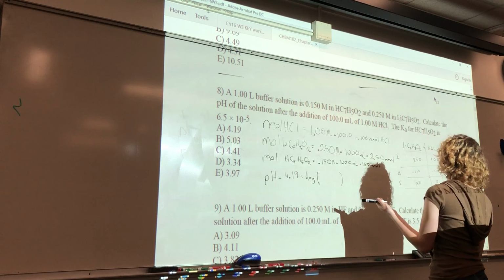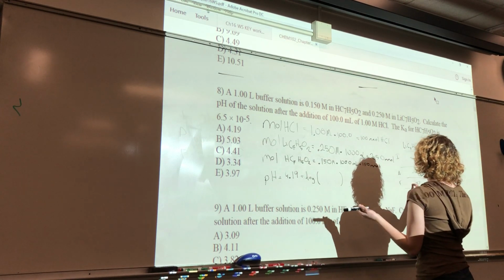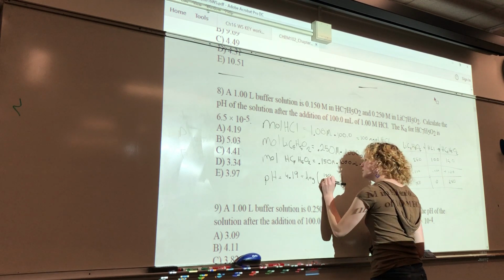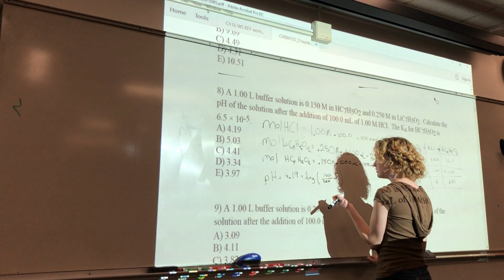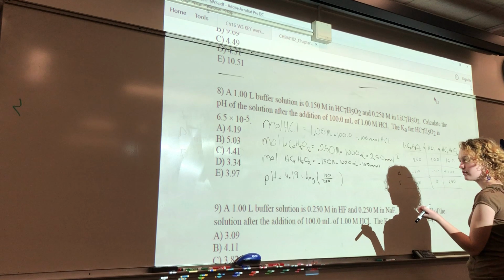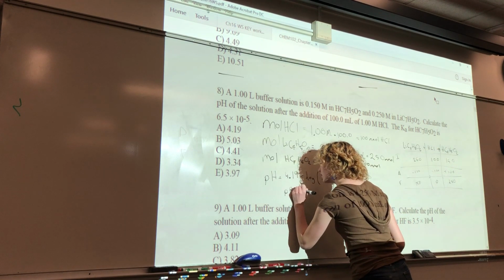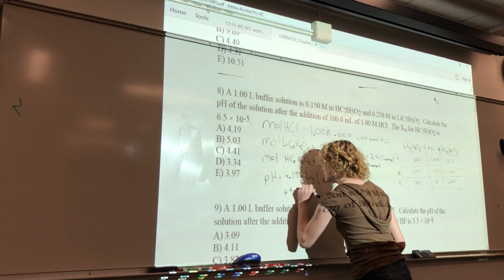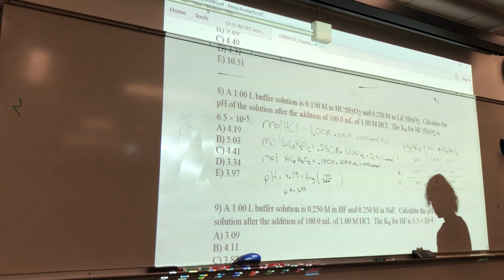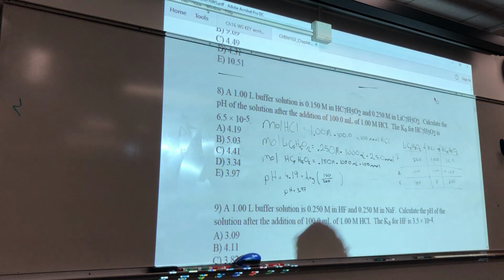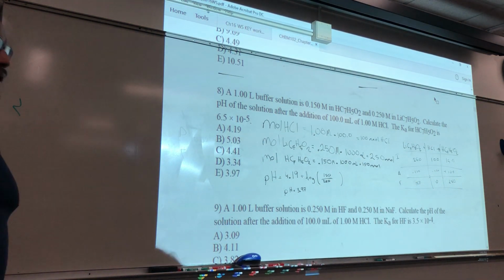So then it's a base over the acid. This is my base. 250... pH is equal to 3.97. I still didn't get that concept. I said yes last time, but I didn't. Well, I'll show you. Maybe I need my calculator. Cool. Good job.